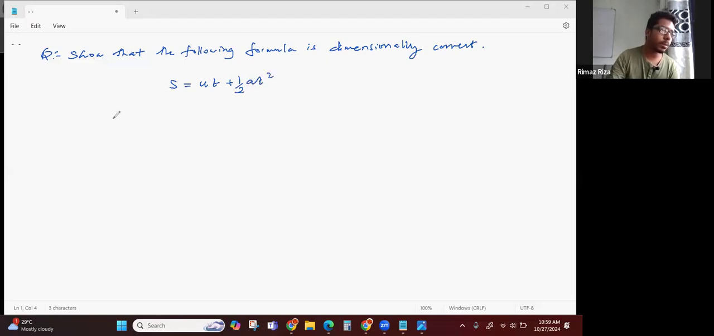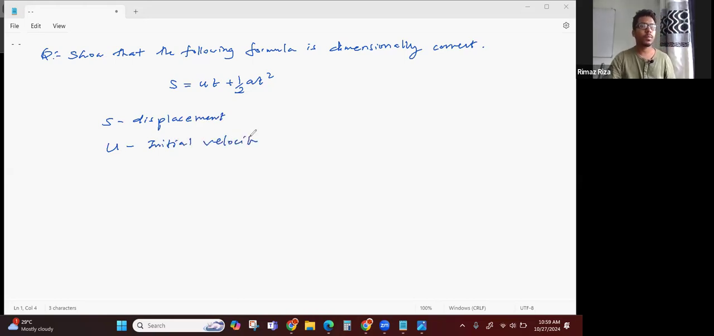So I'll give what these variables are. S is the displacement, and u is the initial velocity, and a is the acceleration, and t is time. Okay. So you can do this as homework.